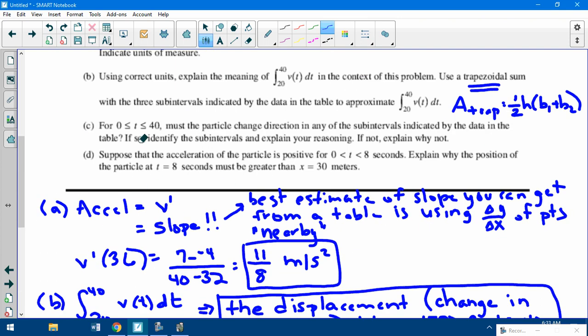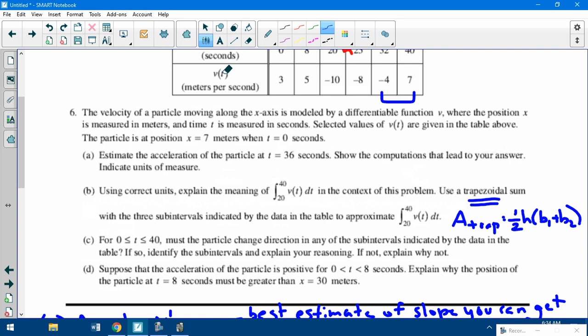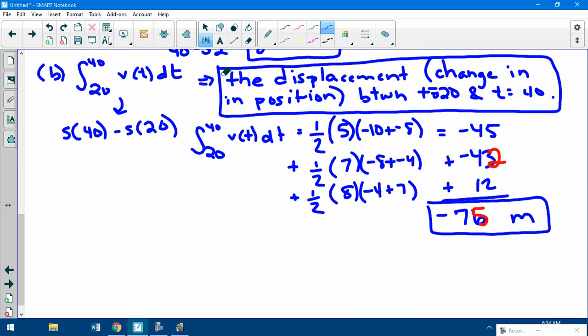Let's go to C. Between 0 and 40, must the particle change direction in any of the subintervals indicated by the data in the table? If so, identify the subintervals and explain your reasoning. If not, explain why not. Okay, you got to break it down. If the particle changes direction, what's true about the velocity? There's a sign change. So change direction implies velocity changes signs.